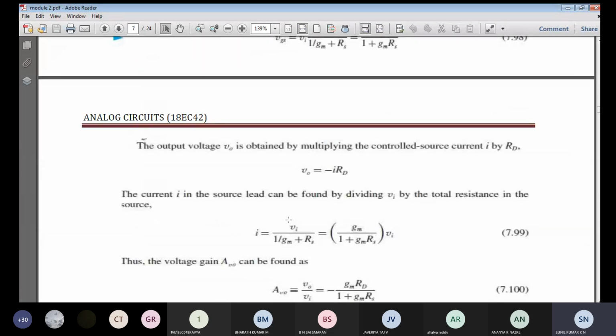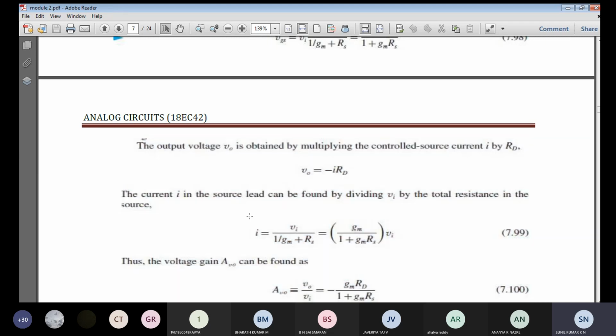So I will be equal to the voltage Vi divided by the total resistance. The total resistance is 1 over Gm plus Rs. Simplify this, and you will get Gm divided by 1 plus Gm into Rs. Gm goes to the numerator, so I equals Gm divided by 1 plus Gm into Rs, times Vi.